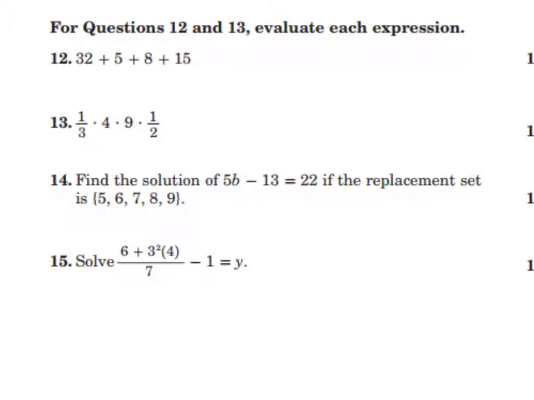Alright, 12 and 13 just says evaluate each expression. And again, you know that there's always something they're looking for. So I know that those two go together very well to make 40, and this goes together very well to make 20. So 40, 20, I got 60 for that.